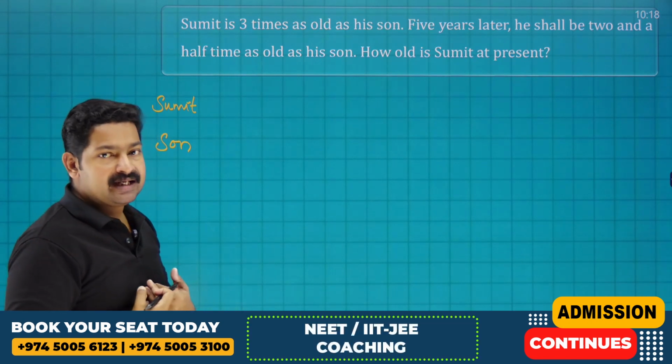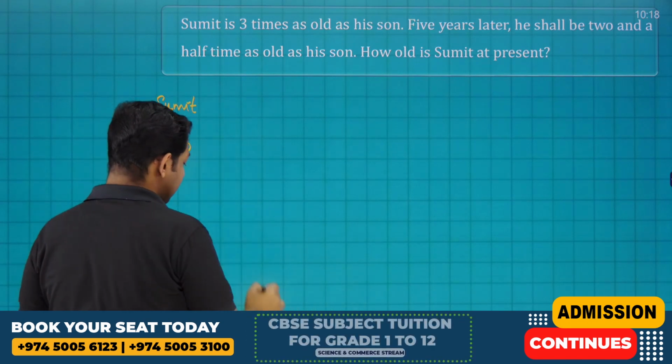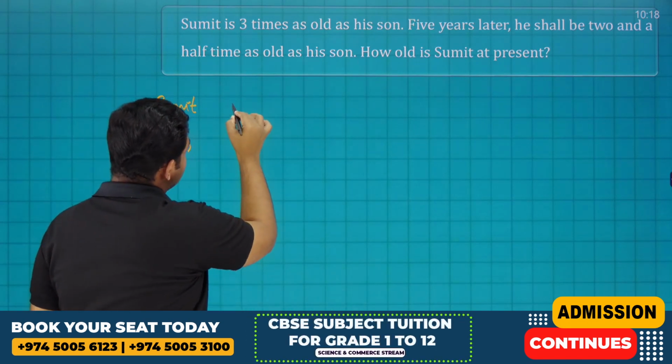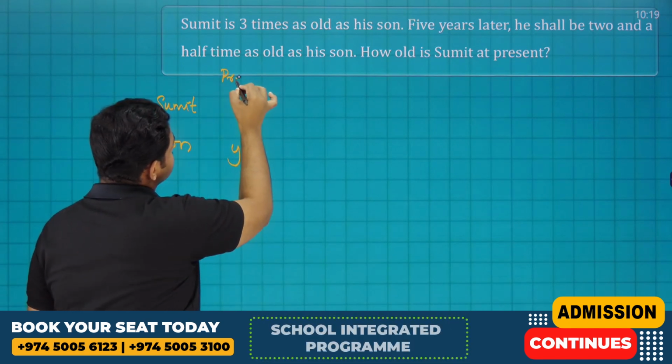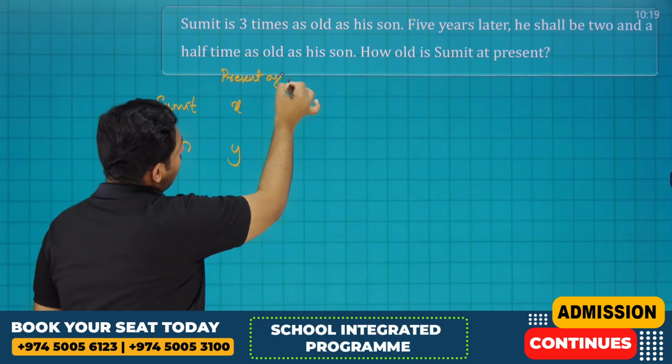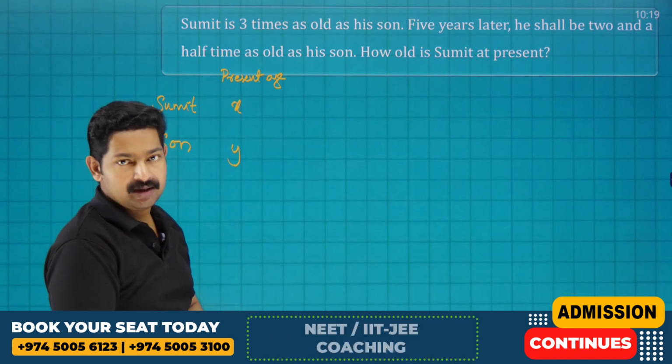First of all, we can take their present ages as X and Y. I am taking the present age of Sumit as X and the present age of his son as Y.